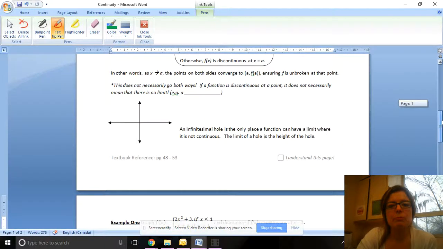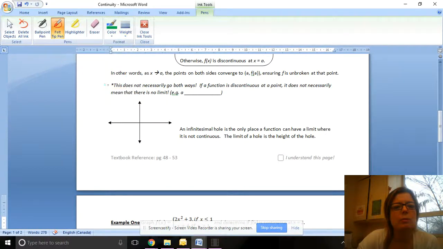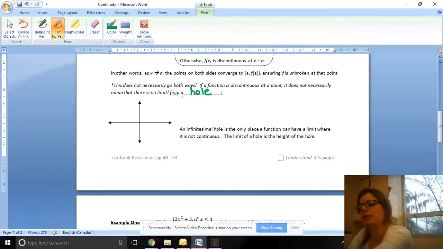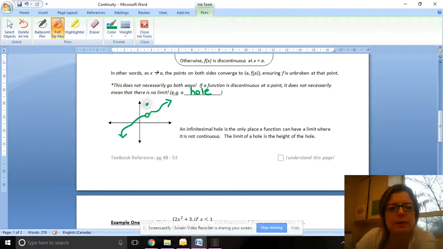So this does not necessarily go both ways, though. If a function is discontinuous at a point, it does not necessarily mean that there's not a limit. So that's interesting. So just because it's not continuous doesn't mean we don't have a limit. For example, we could have a function like this that has a hole here and moves on, and also exists here. So in this case, we'll say this is f of x.